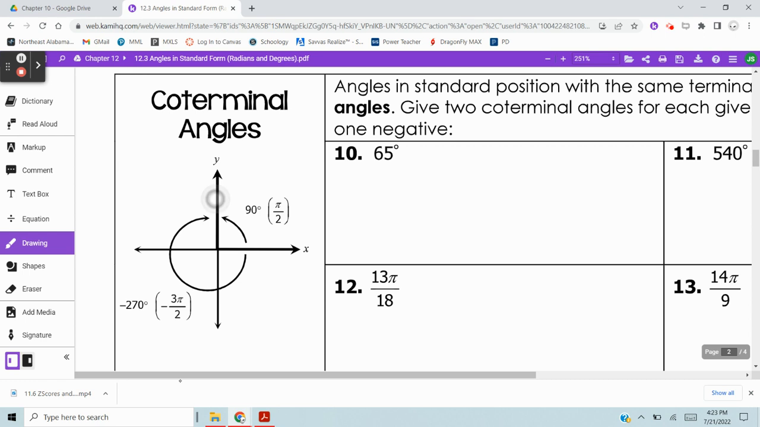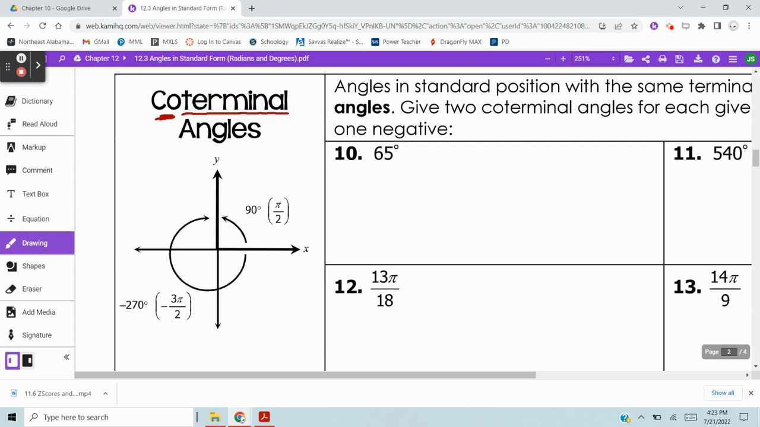And I'm going to break this down to remind you what we said a terminal side of the angle was. As you rotate, wherever you stop is the terminal side. You have the initial side, you have the terminal side where it terminates. So if you think about what the prefix co means, it means with or together. So two angles that are coterminal have the same terminal sides. They share a terminal side.